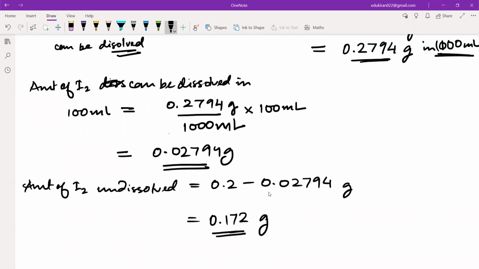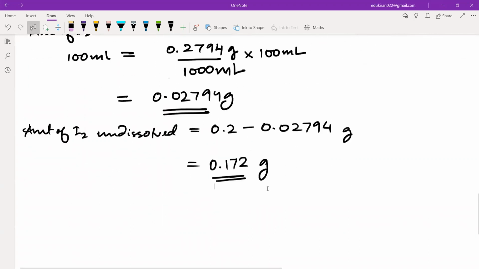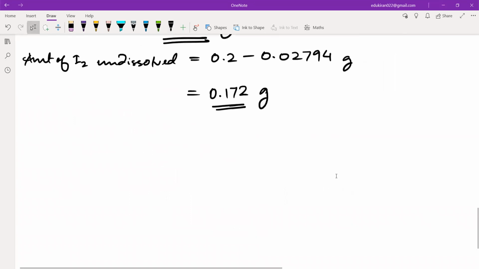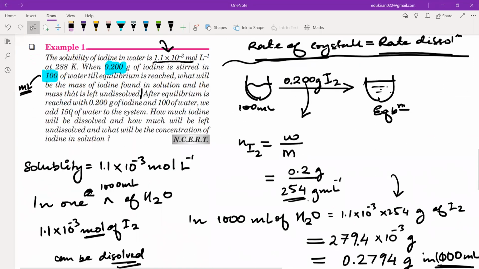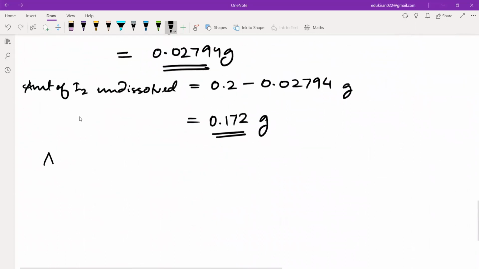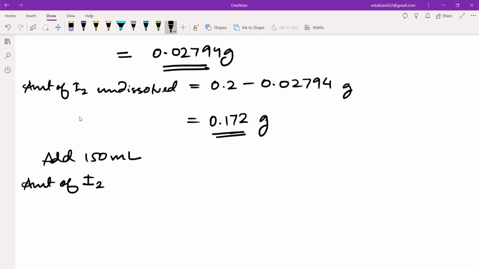Now 0.172 gram is undissolved. Then what they are saying, they added how much ml? 150 ml. After the equilibrium is reached, we added 150 ml of water to the system. How much iodine will be dissolved now? So after adding 150 ml, the amount of I2 that can be dissolved in 250 ml is equal to how much?